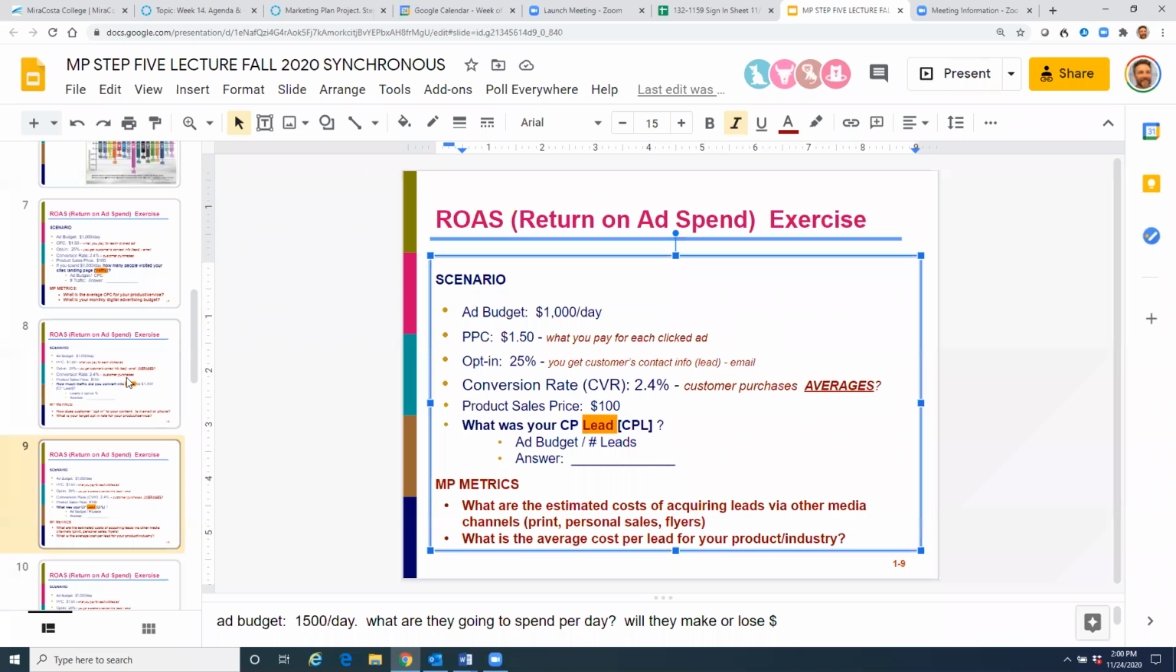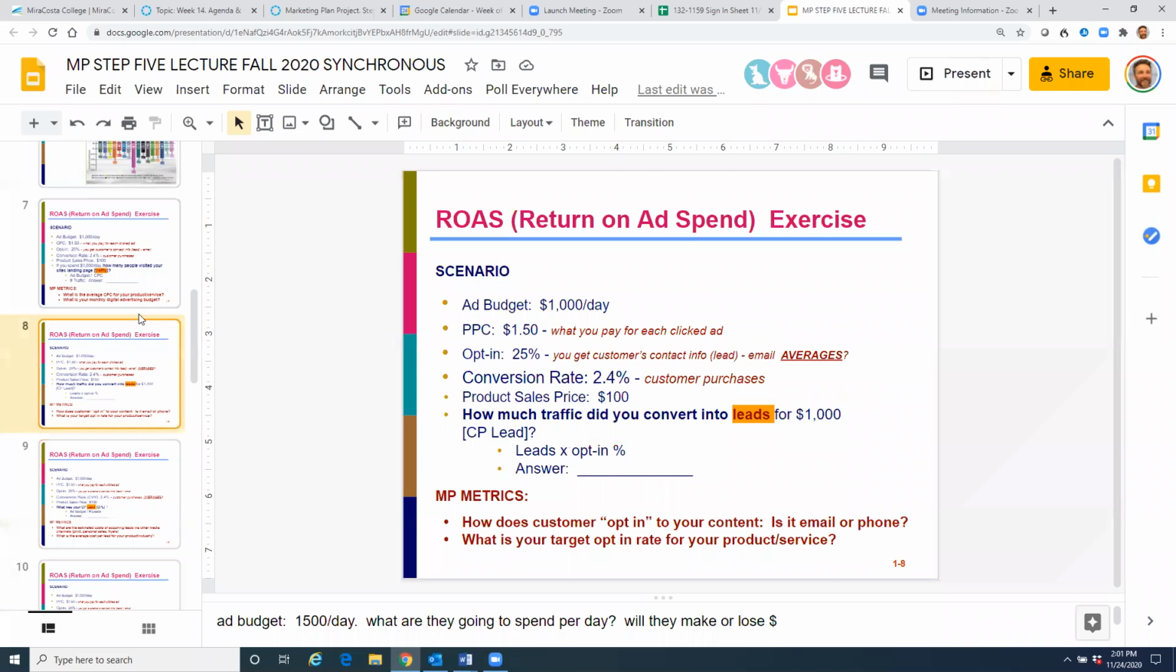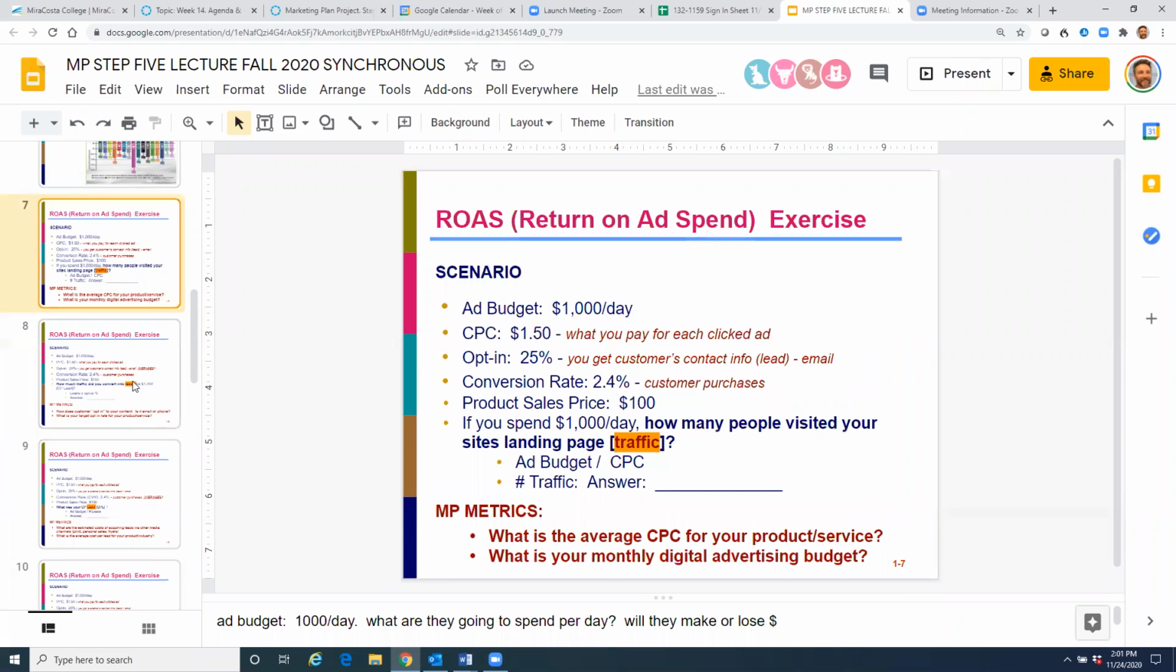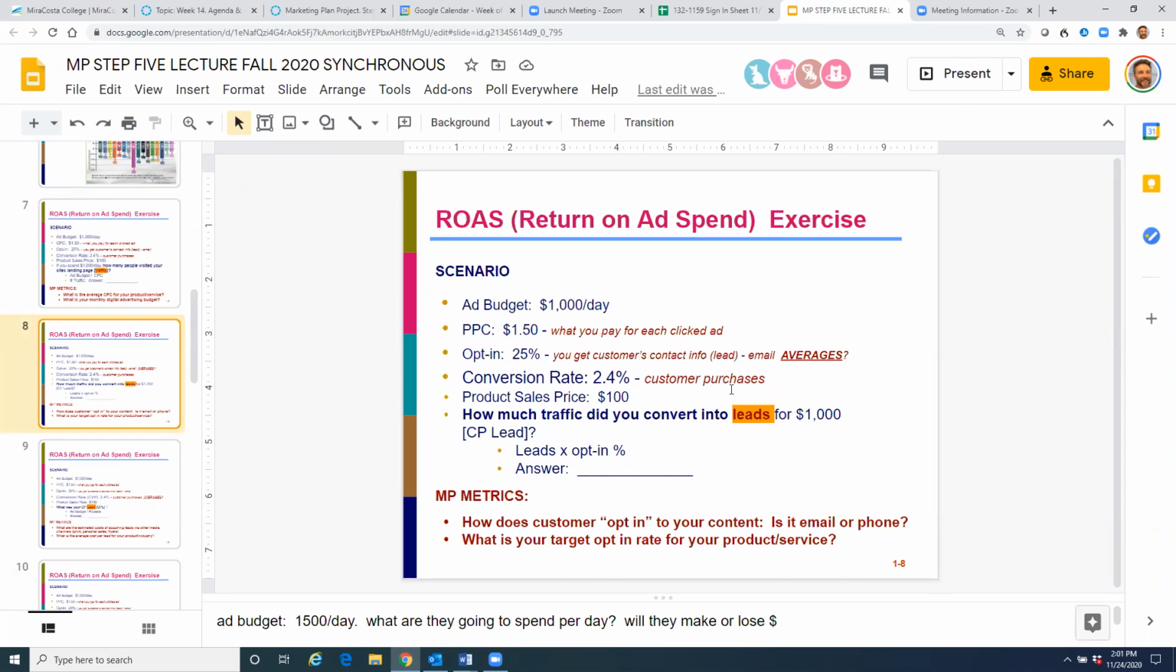Wait a minute. Did I jump? I did jump. I jumped a slide, my guys. I'm so sorry. Let me back up a second here. All right. I skipped a step. I apologize for that. How much traffic did you convert into leads for $1,000? Leads times opt-in rate. So let me back that up.